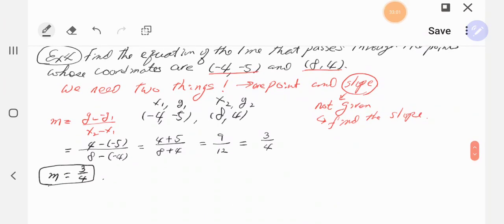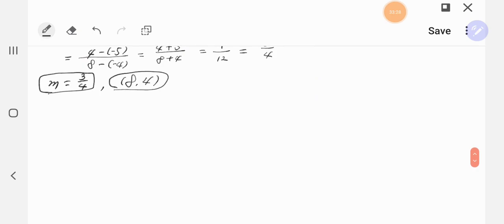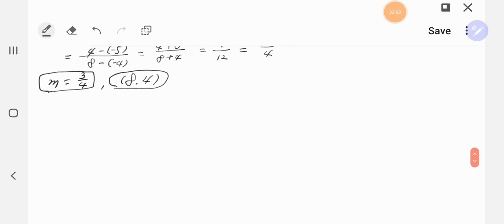So let's use any one of these points. Which point do you want to use? Anything's fine. Let's use the second point, (8, 4). Why? Because we don't want to use a negative number. Positive number is much better. So since we have slope and point, we can find the equation. Then which formula do you want to use? Okay, let's use the point slope formula.